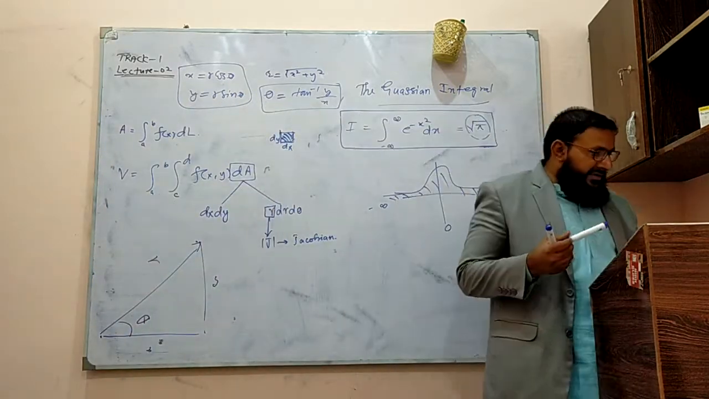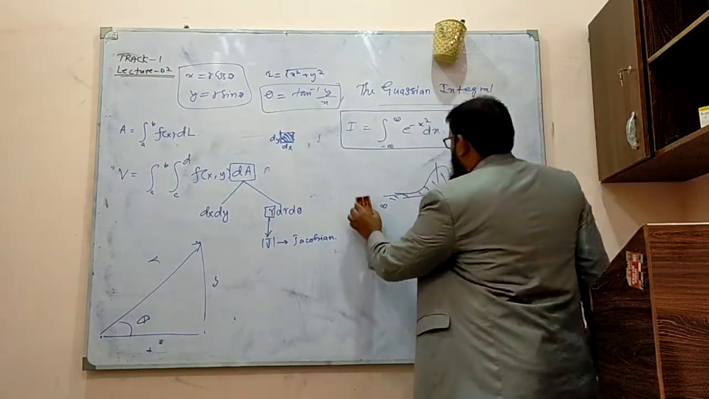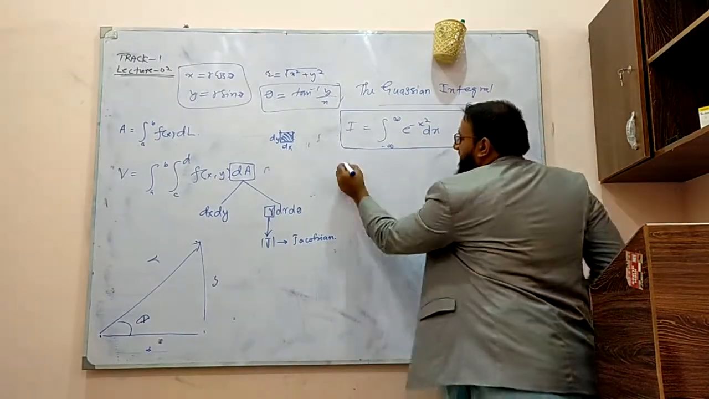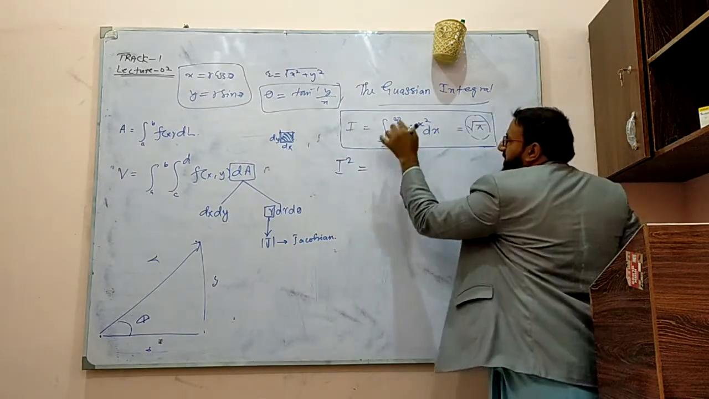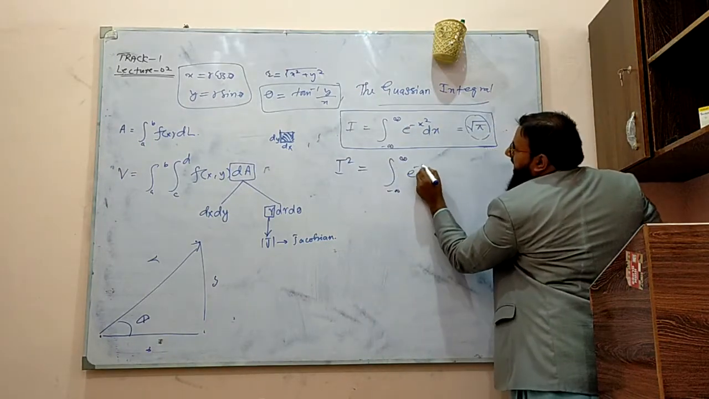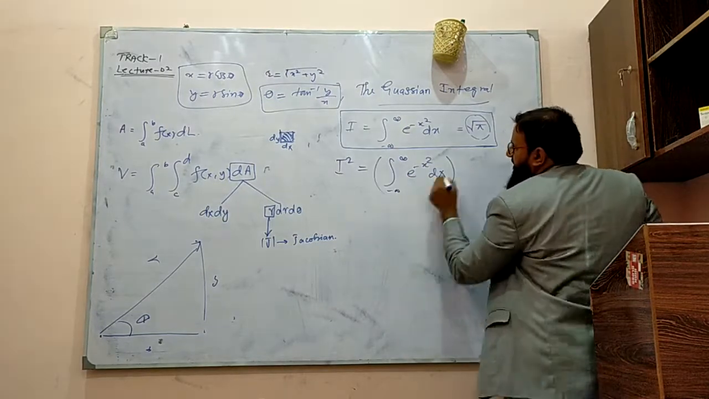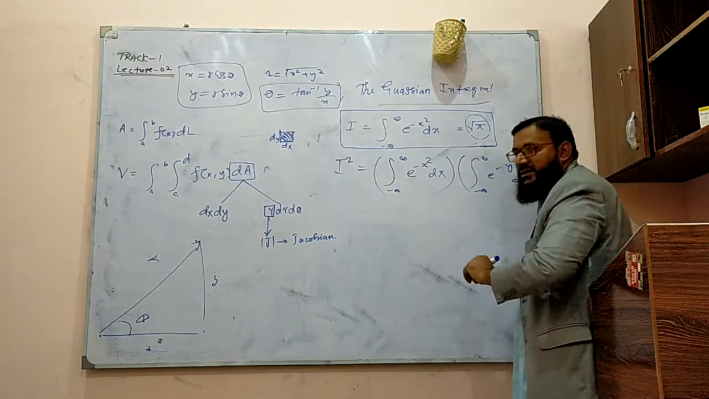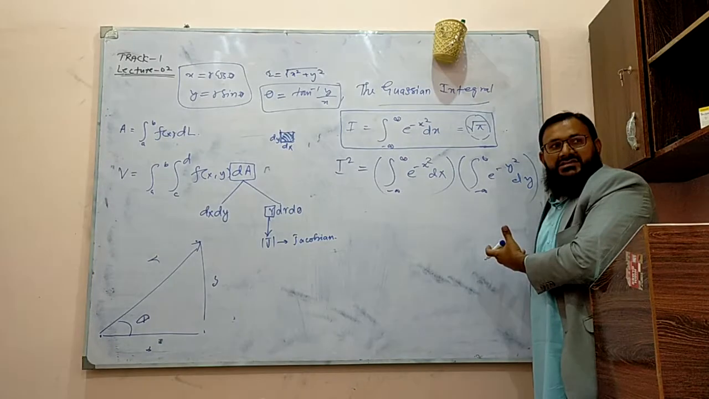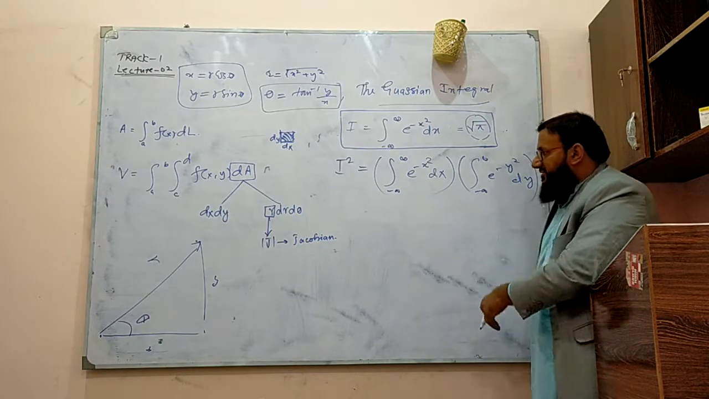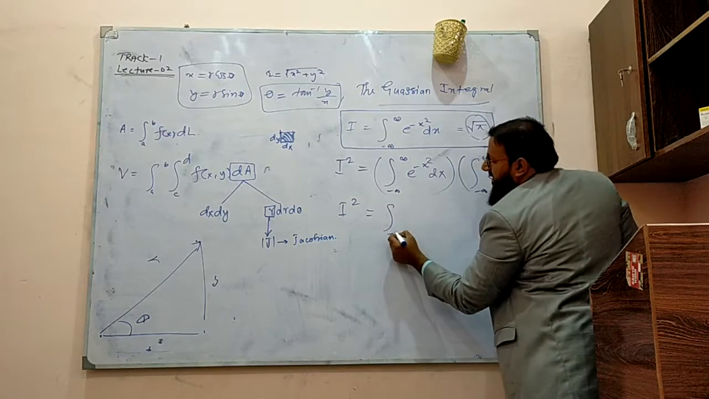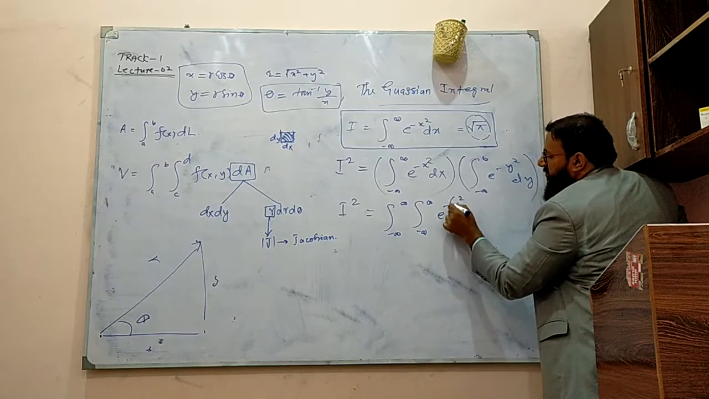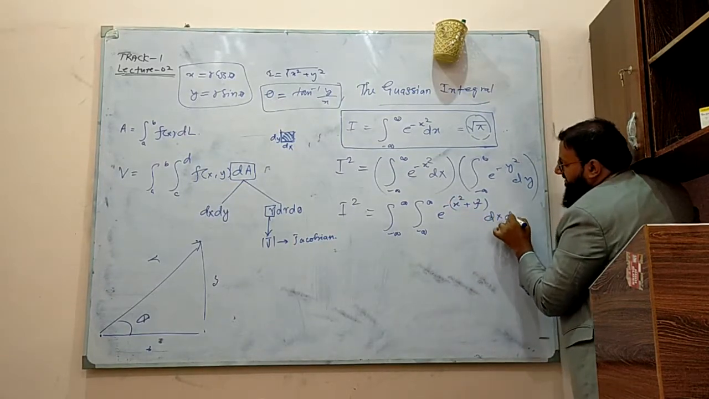But this is done when we do something else. This is possible to solve when we don't take I, we take I square. I square means these two integrals multiplied together. For the next integral I am writing e power minus y square dy, and I can change the variable because this is what we call a dummy variable. So I square now becomes the integral from minus infinity to infinity, minus infinity to infinity, of e power minus x square plus y square dx dy.